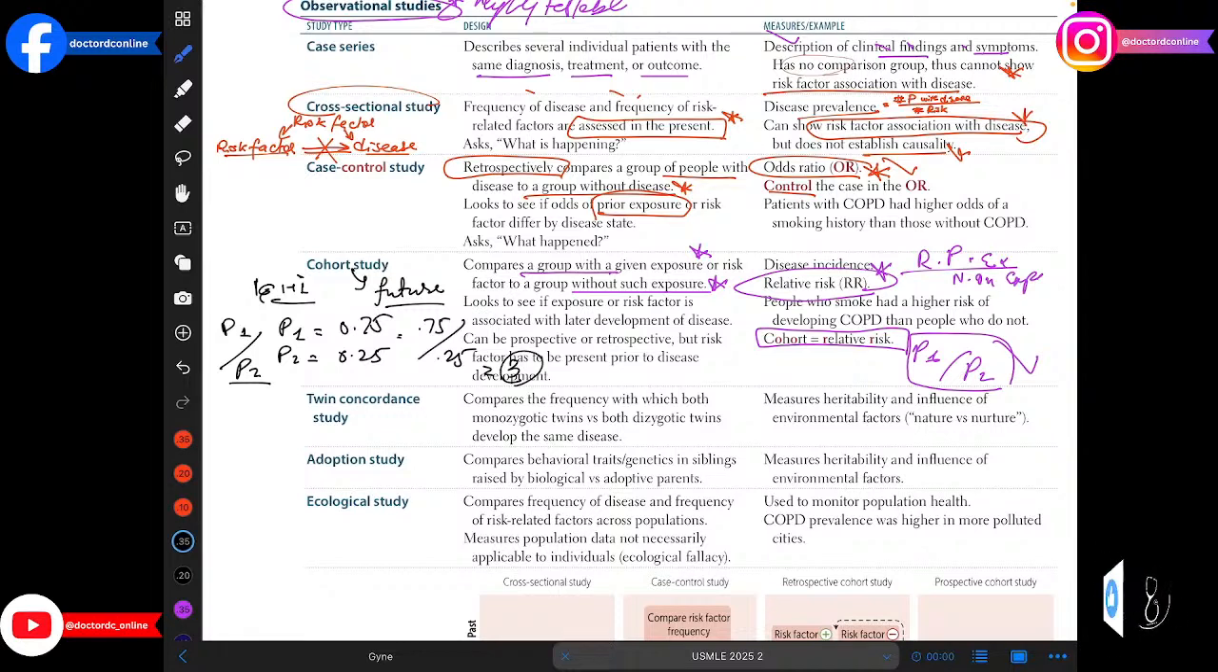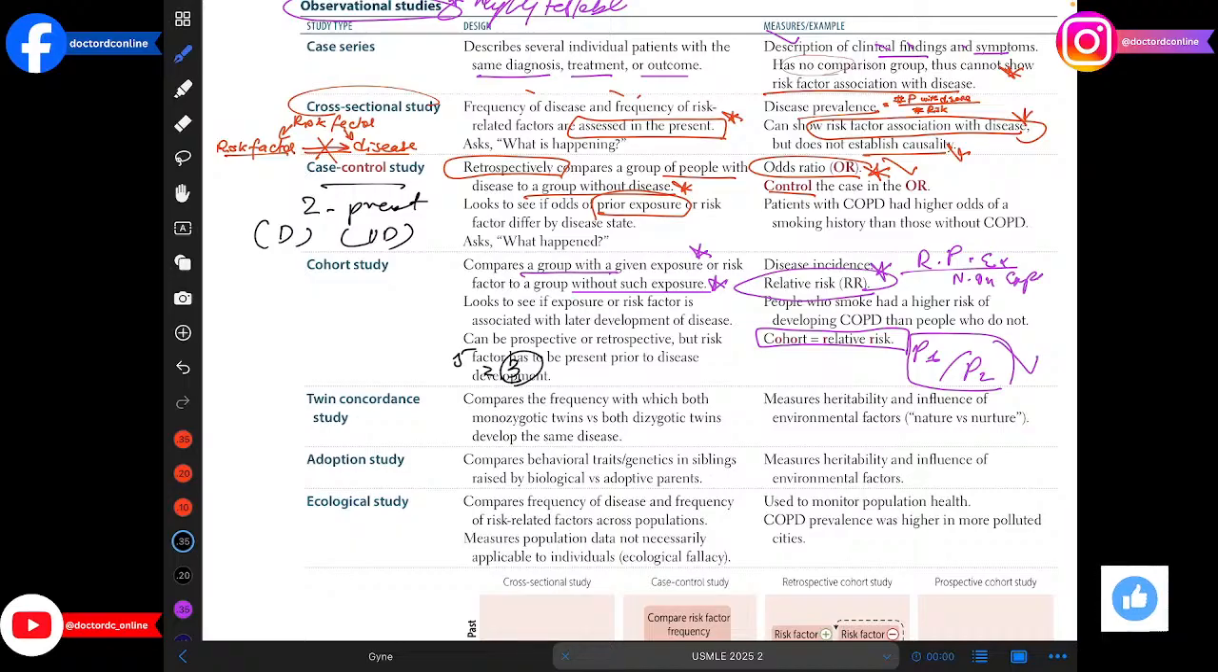Here's another way to compare case control studies and cohort studies. This point is the present. In case control studies, there are two groups at the present time. One group that has the disease and the other that doesn't. The study looks to the past to find out, were they exposed?